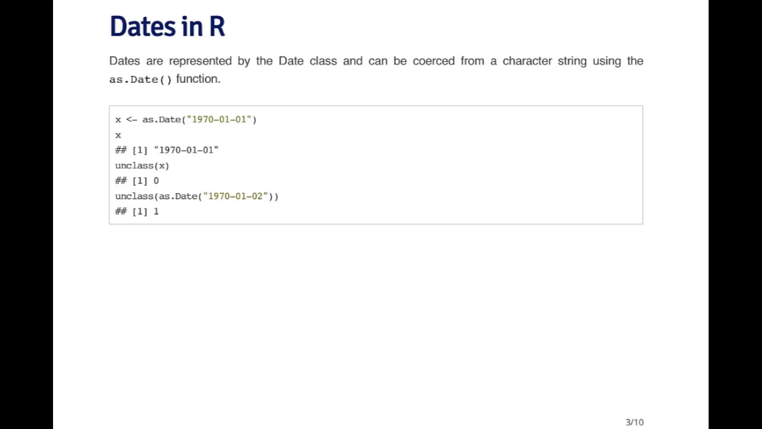Now, if I unclass the object here, you'll see I get the number 0. Remember, because the dates are stored internally as the number of days since 1970 January 1st, and it's 0 days from that point, you'll get 0. If I input January 2nd, 1970, then you'll see that underlying it is represented as the number 1 because that's 1 day after 1970 January 1st. If you had a date that was before 1970, then it would be represented as a negative number. But that's just for your background. You don't have to worry about the underlying representation. Ultimately, what you need to know is that dates are stored as objects of the Date class.